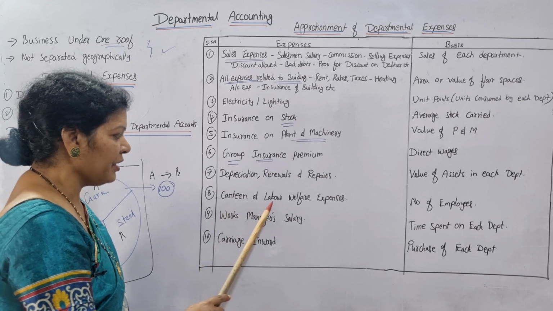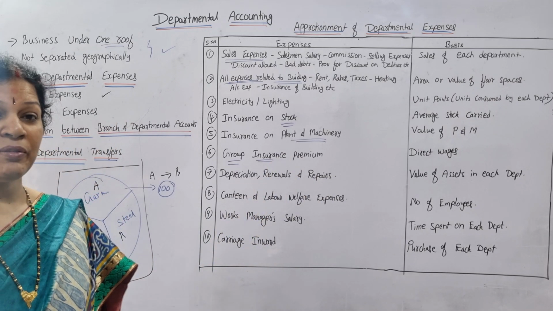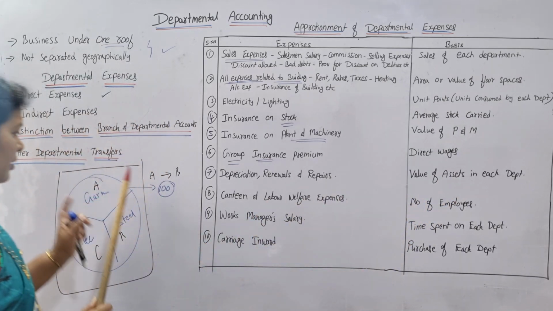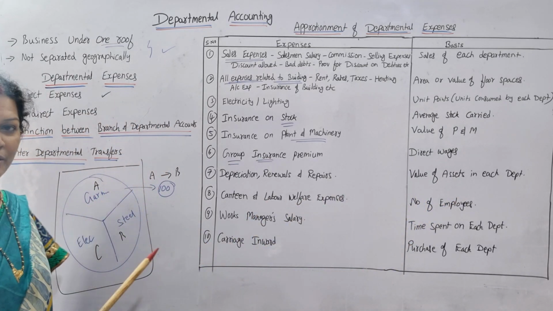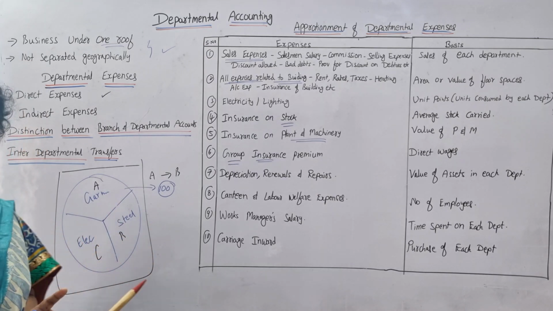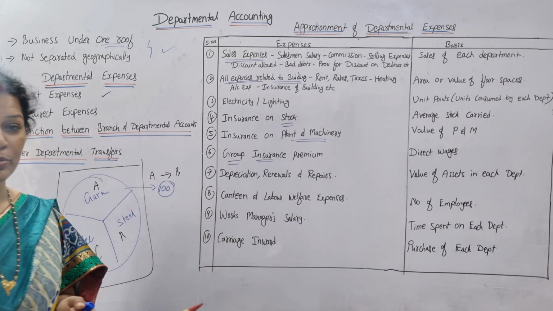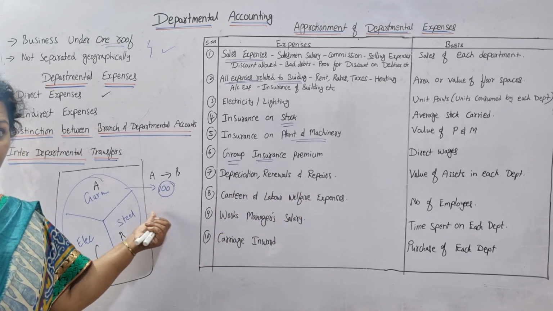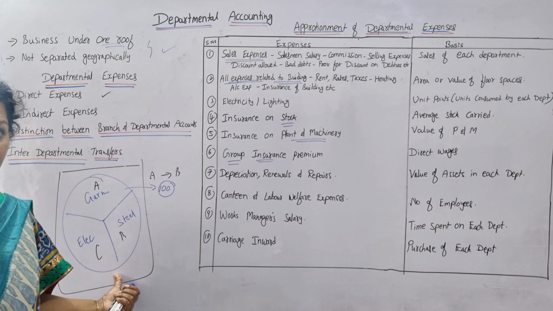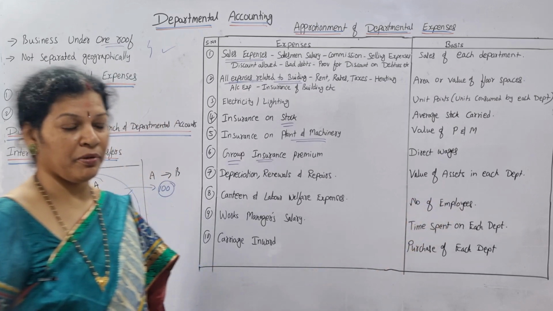Next, canteen and labor welfare expenses. This depends on the number of employees. Department A, 100 employees are there. Department B, 50 only. Department C, 200 are there. Based on the number of employees, we are going to allocate these expenses, because 100 employees will get one share, 50 employees another, and 200 another, based on the number of employees. So canteen and labor welfare is based on the number of employees.